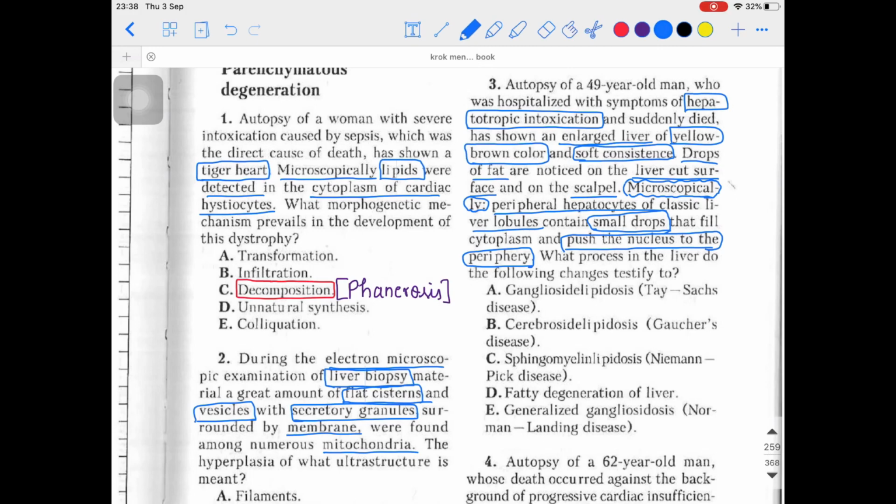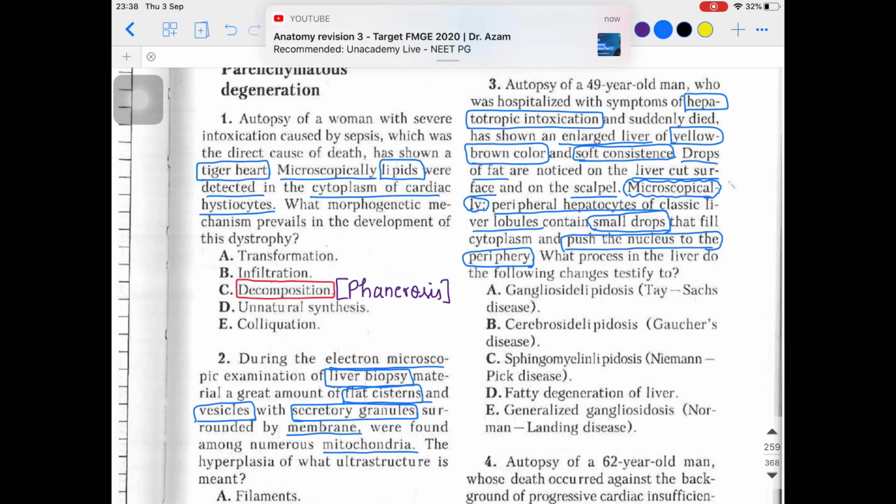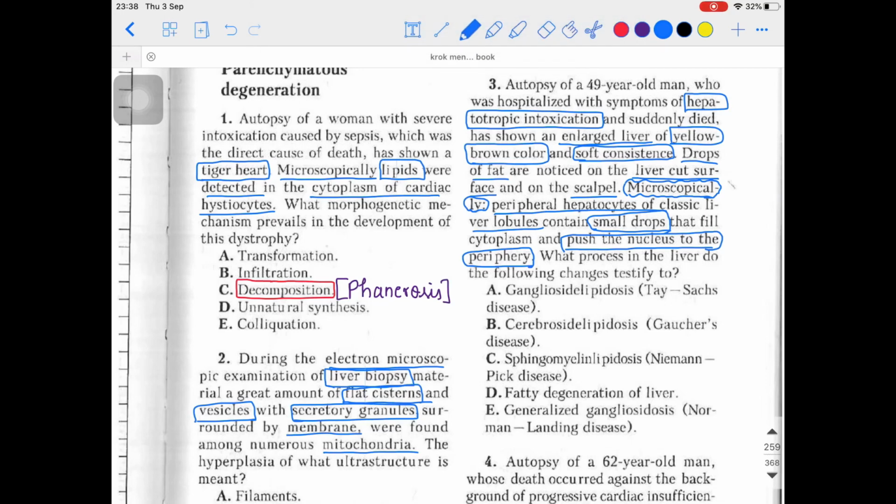As far as macroscopic findings are concerned, this fatty liver is enlarged with rounded margins, and the cut surface bulges slightly. It is pale yellow and greasy to touch. That's what they are talking about: yellow-brown color and soft consistency, right?